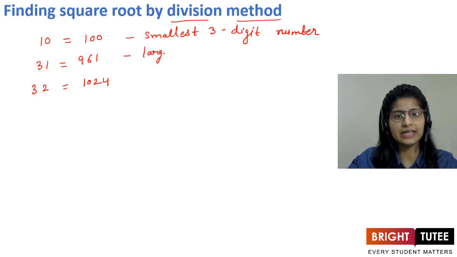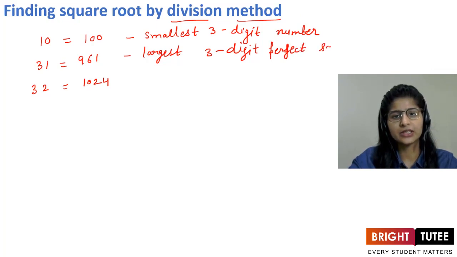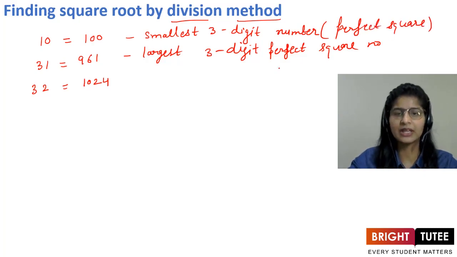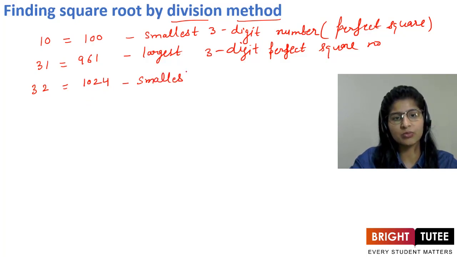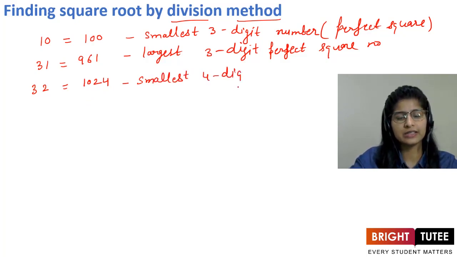It is the largest 3-digit perfect square number, we should say perfect square number. This one is also perfect square. Right, now if we do for 32, what we see, we are getting 1024. So this is the first, right? So that means this is the first 4-digit number, smallest 4-digit number, or I say smallest 4-digit perfect square it is.